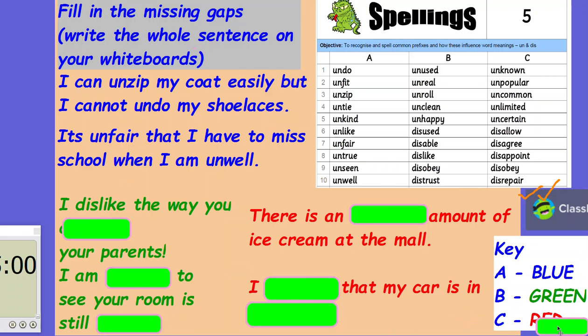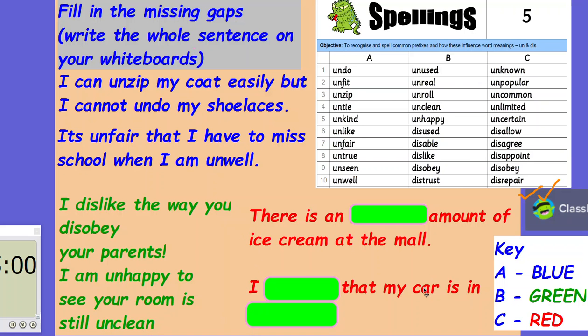I dislike the way you disobey your parents. Okay, we could have used a different word instead of disobey. You could have said distrust maybe, but disobey is the one that I use. So either way, you can give yourself a tick if you got those two. And your second one is, I am unhappy to see your room is still unclean. Okay, and so again, if you got those two right, you can give yourself a tick on your whiteboard.